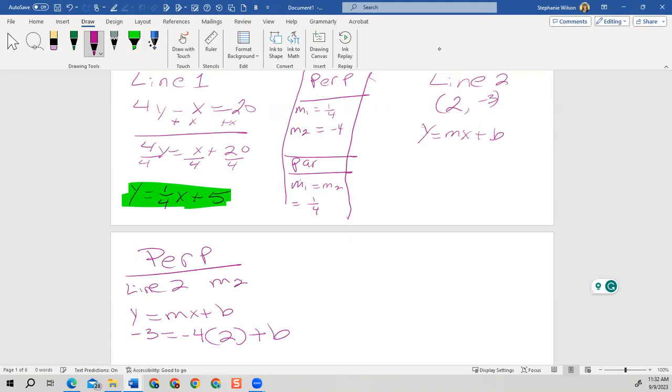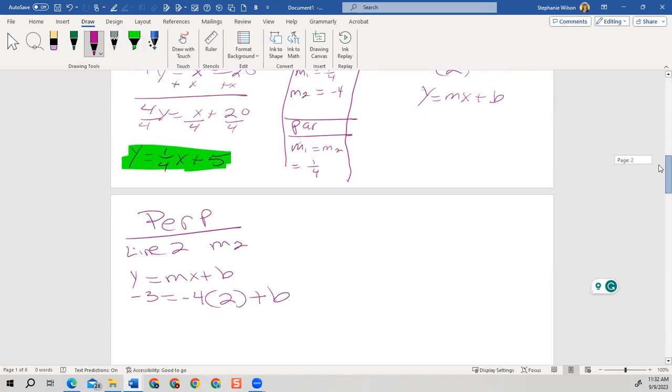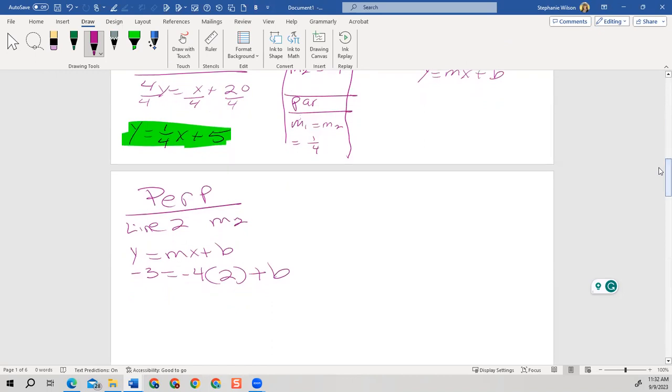I'm going to scroll down just a little bit now that I got my perpendicular line written. I'm going to distribute these two. -4 times +2 is -8 plus b. I'm going to add the 8 to both sides because it's a -8. So I have $8 and I spent 3, leaves me with 5b.